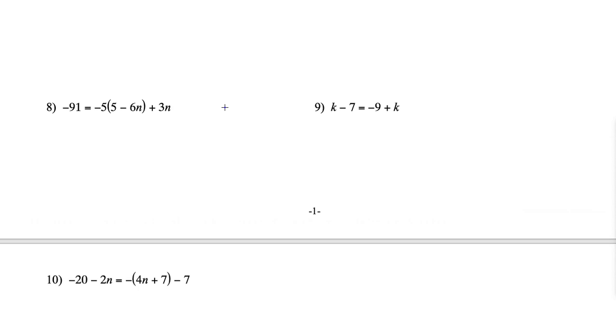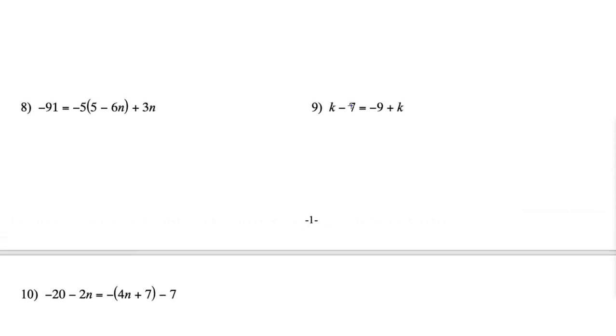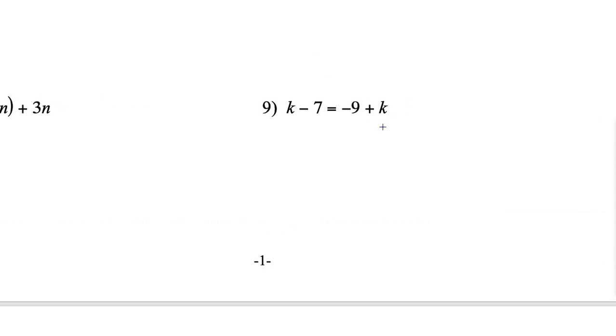So number 9, I'm trying to get all the k's on one side, so I'm going to subtract k on both sides. I guess I can zoom in here a little bit more. If I subtract k and subtract k, those k's both cancel out, and I'm left with -7 is equal to -9. Whenever I have two numbers that are not equal to one another, the answer is no solutions.